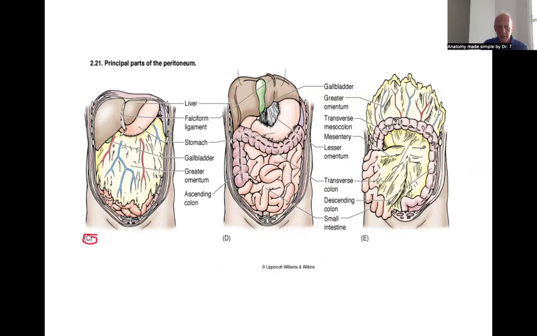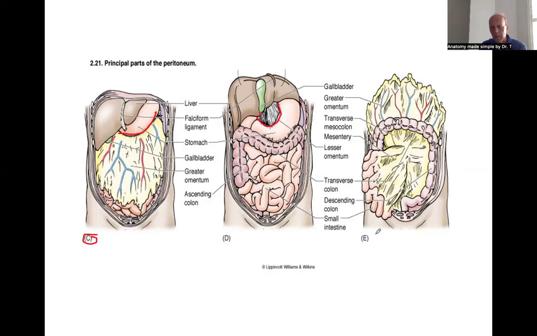Because the greater omentum goes from the greater curvature of the stomach, you do not see the rest of the abdominal cavity content. When the greater omentum is removed and the liver is lifted up, it reveals a little bit more directly what the lesser omentum looks like, and it reveals different parts of the small as well as large intestine.